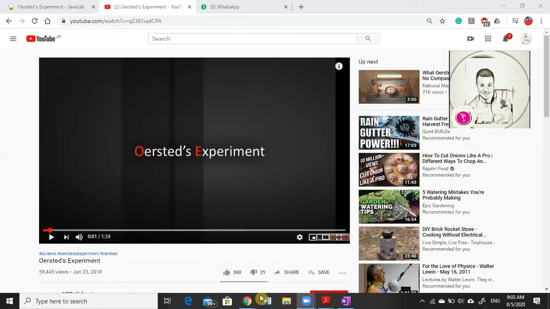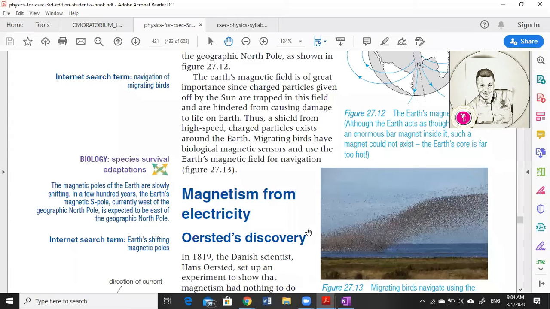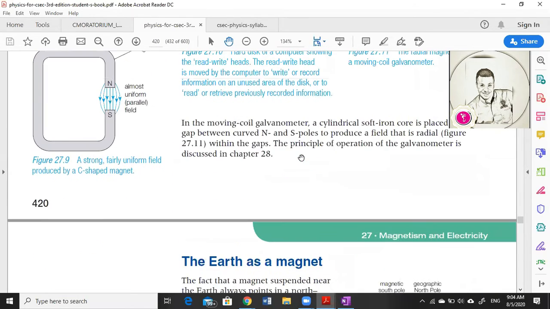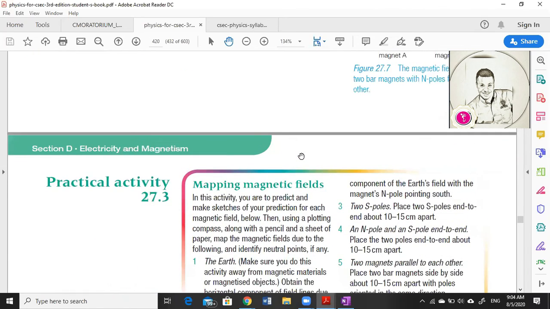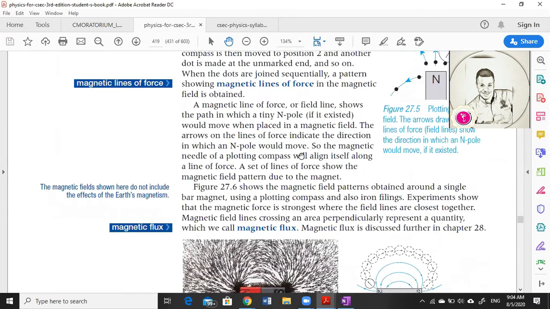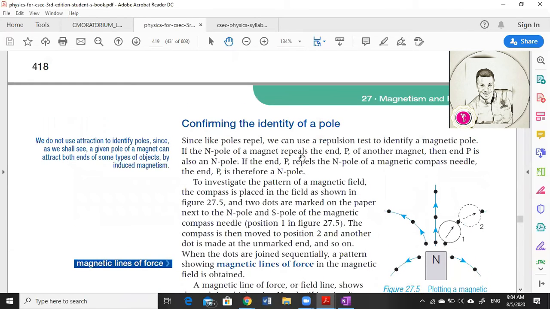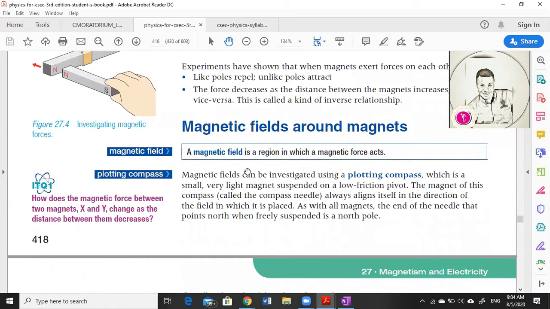So, as we said, we're talking about magnetism. One of the first things we want to define is what is a magnetic field, right? Let me just go up to my textbook here and see if I have a definition for that. All right, so this is where we're going to kickstart.